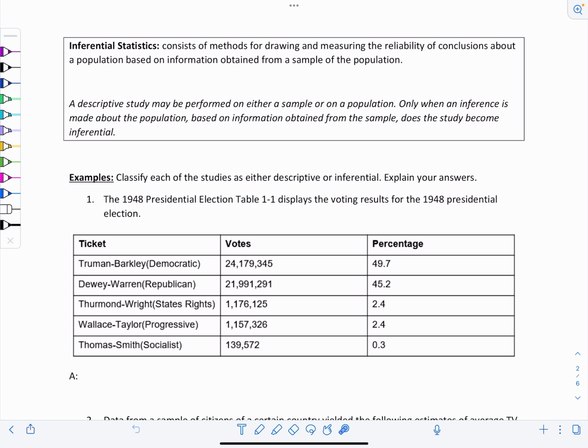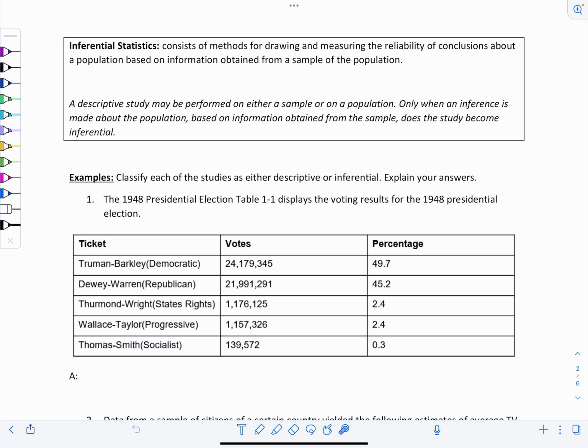And just so we're clear, a descriptive study, because we talked about descriptive statistics earlier, may be performed on either a sample or a population, okay? You can have descriptive statistics for either. Only when an inference is made about the population, right, the entire collection in question, based on information obtained from a sample, does the study become inferential. So we're going to look at some examples right now. That way you can kind of solidify the difference between the two branches of statistics in your mind, okay?